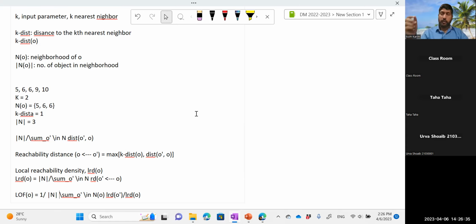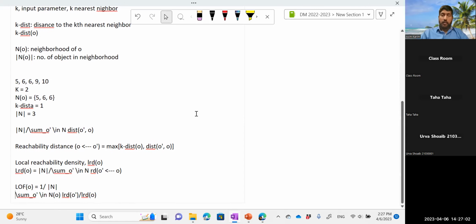So what this ratio is saying that if the density of points in the neighborhood of O is greater than the density of points at O, ठीक है, then this ratio will be greater than 1. What does this mean? जब density neighborhood की ज़्यादा है और इसकी कम है, ratio जो ज़्यादा है, greater than 1 है, तो इसका मतलब है ये outlier का chance इसका ज़्यादा है. So essentially LOF greater than 1 implies that object O tends to be an outlier.